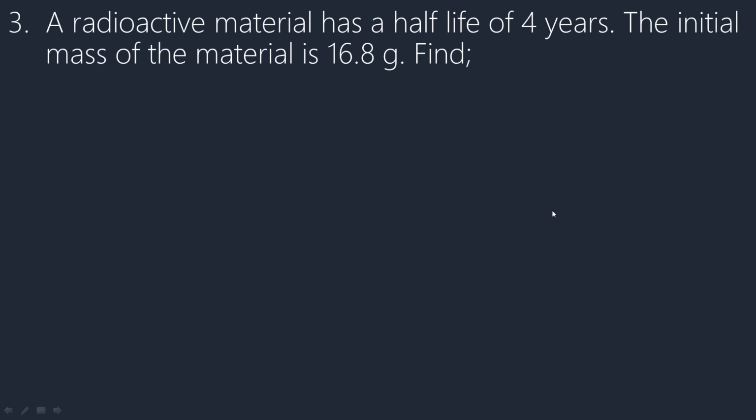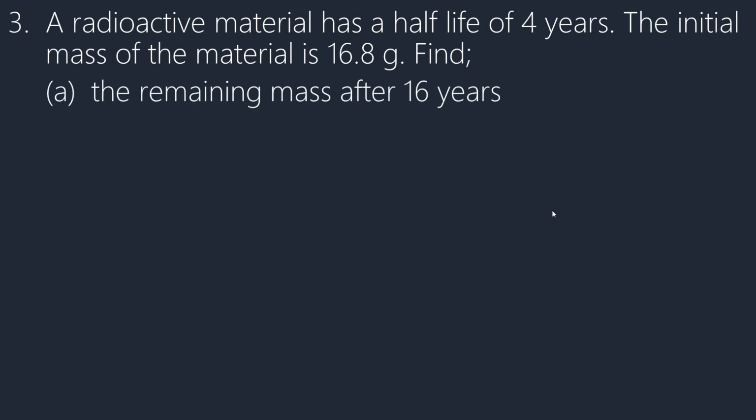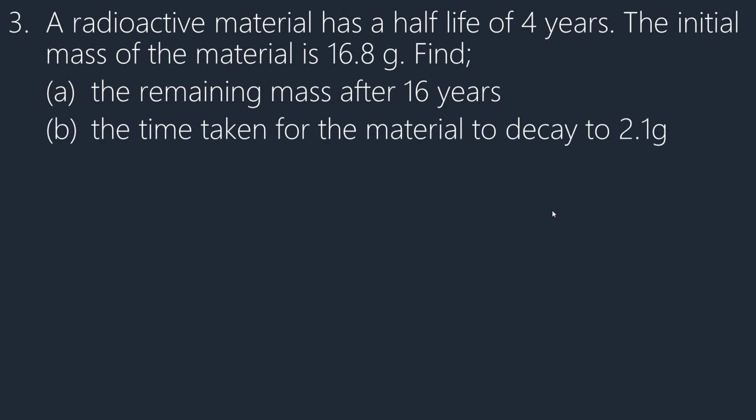Number 3, a radioactive material has a half-life of 4 years. The initial mass of the material is 16.8 grams. Find, part A, the mass remaining after 16 years. Part B, the time taken for the material to decay to 2.1 grams.